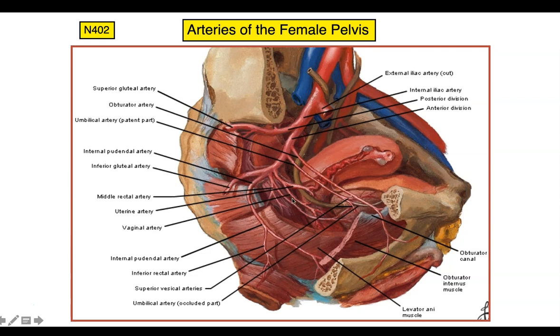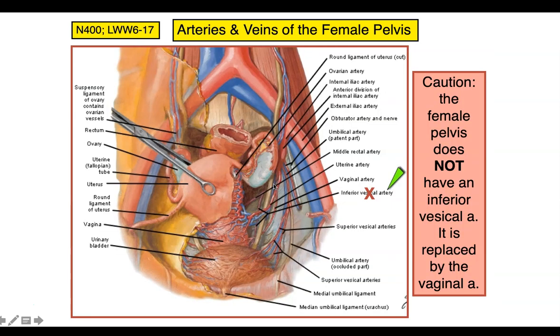And there is another branch, the vaginal artery, which supplies the upper part of the vagina. So in the female, there is the uterine artery and the vaginal artery, and there are the middle rectal, internal pudendal, inferior gluteal, and superior gluteal, all the same as in the male pelvic cavity.